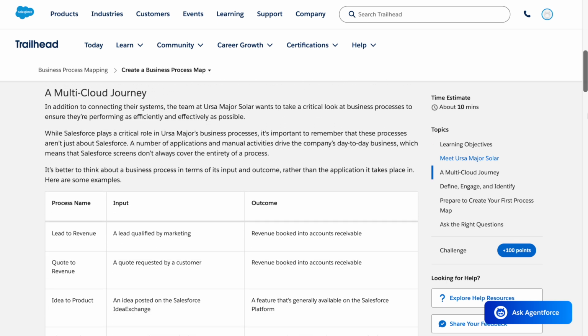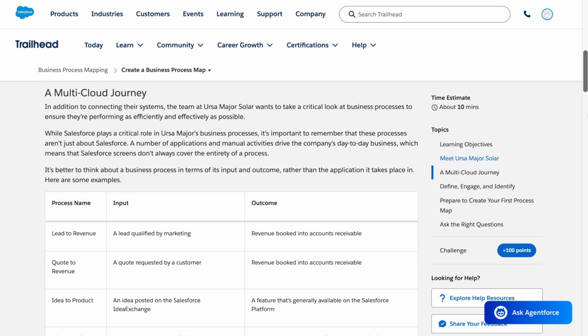A multi-cloud journey. In addition to connecting their systems, the team at Ursa Major Solar wants to take a critical look at business processes to ensure they're performing as efficiently and effectively as possible. While Salesforce plays a critical role in Ursa Major's business processes, it's important to remember that these processes aren't just about Salesforce. A number of applications and manual activities drive the company's day-to-day business, which means that Salesforce screens don't always cover the entirety of a process.